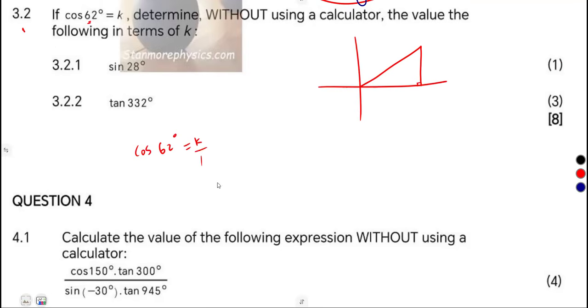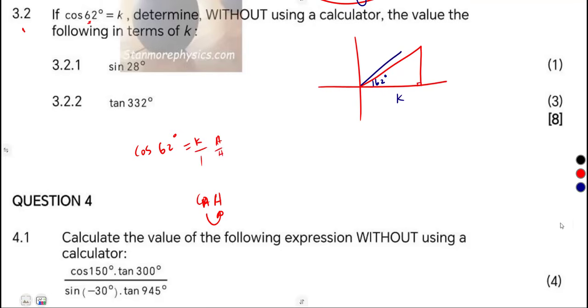So this is the same as K over 1, remember? Where cos from our SOHCAHTOA concept is adjacent over the hypotenuse. So it simply means if this angle here is 62 degrees, the adjacent side over the hypotenuse is what we are given. Our adjacent is K.